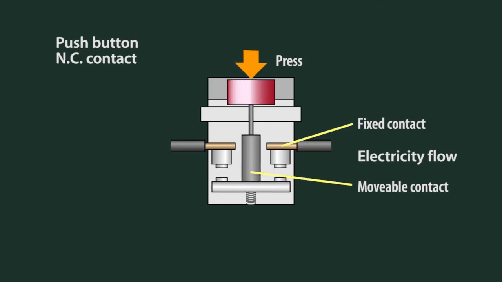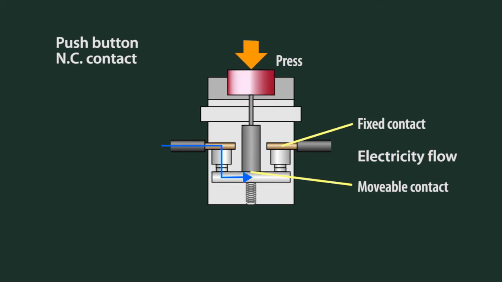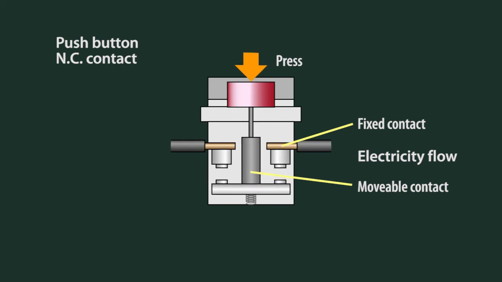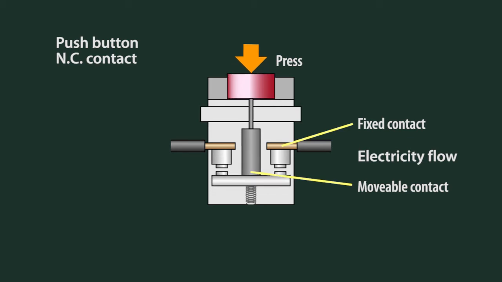If I make the analogy of a normally closed contact to a push button, a spring normally keeps the contact in the closed position and electricity will flow. When the push button is pressed, the contact will open and no electricity will flow. When the button is released, the contact is closed again.